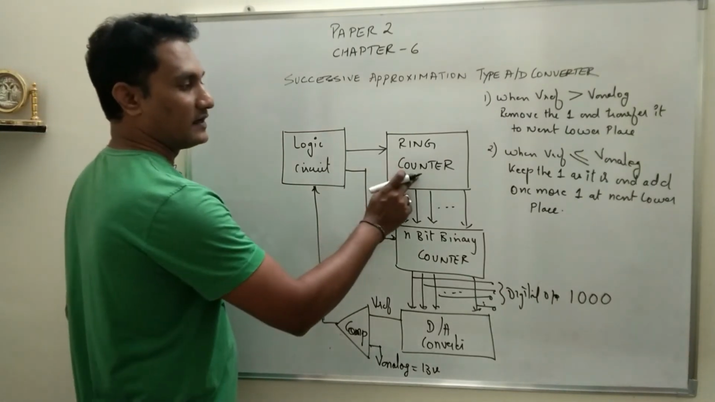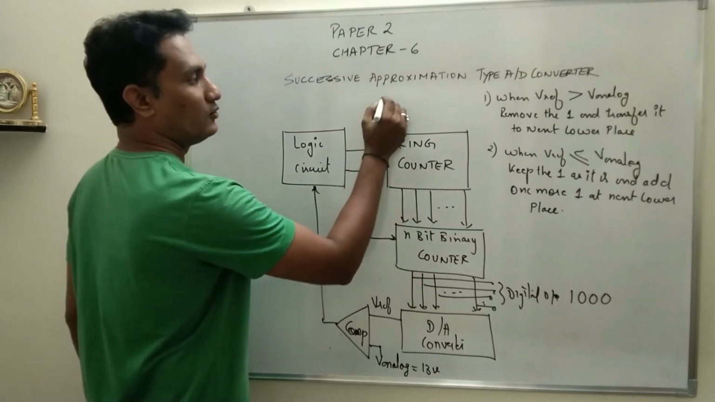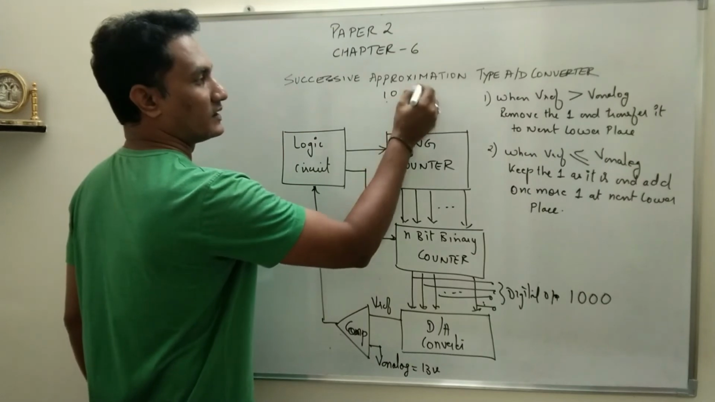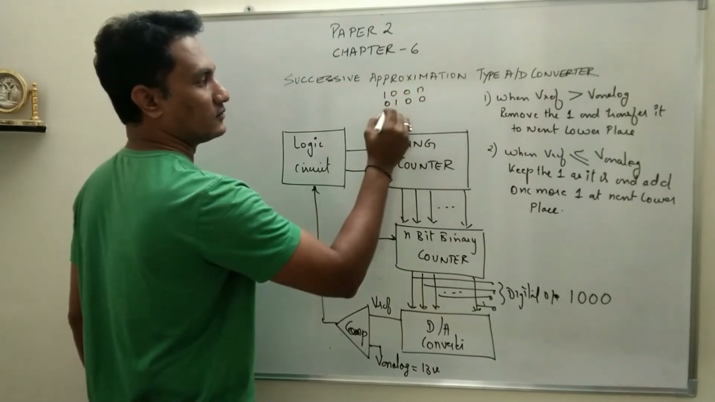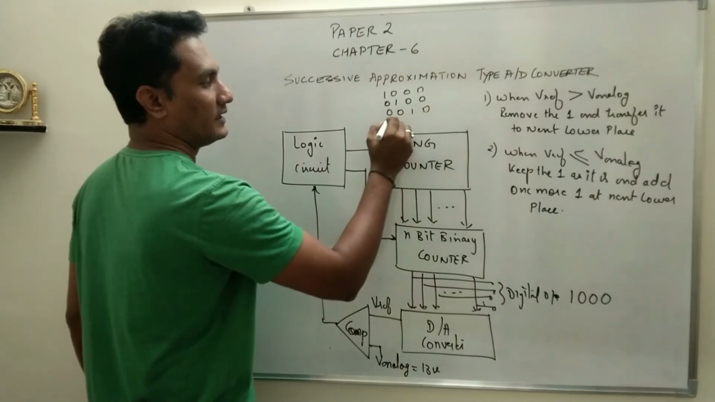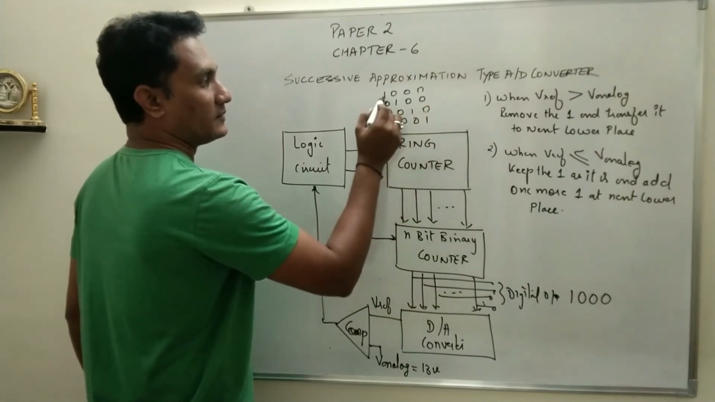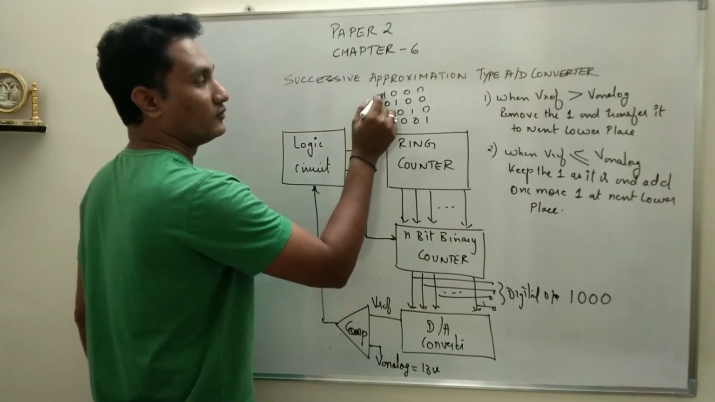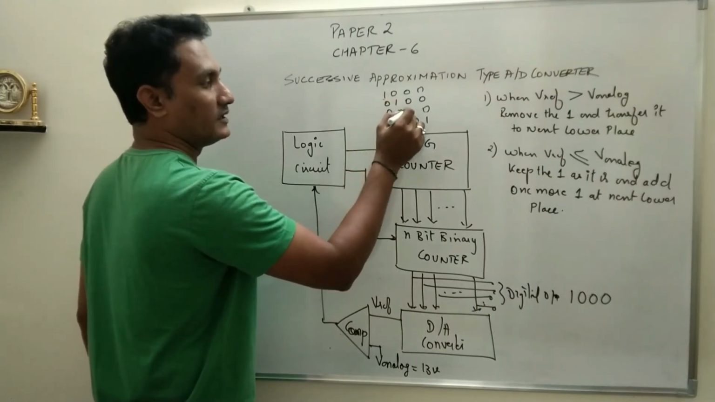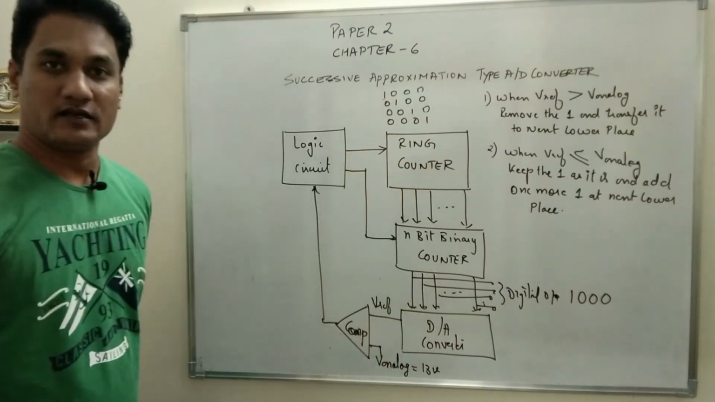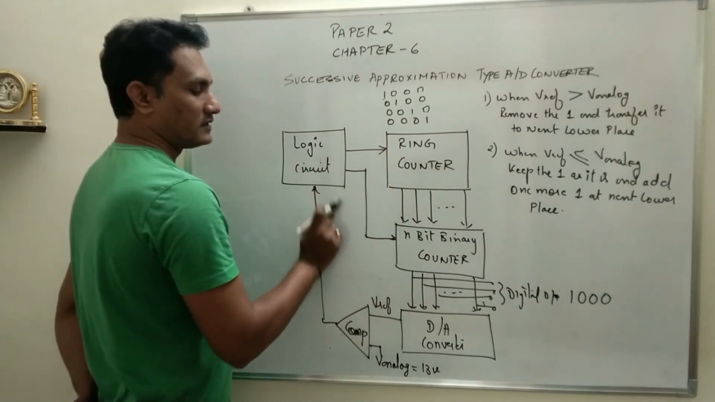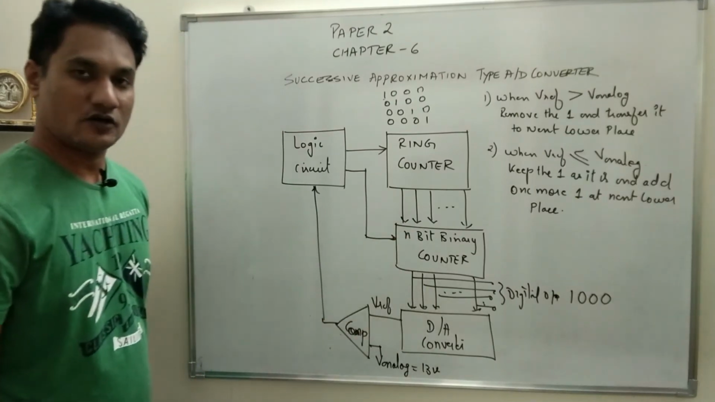Before going to that, let us try to understand how the ring counter works. The ring counter is like this: 1 0 0 0. With the next clock pulse, this 1 will be transferred over, giving 0 1 0 0, next 0 0 1 0, next 0 0 0 1. That means this ring counter will indicate at which bit we are working. First clock pulse, we are working on the first bit, then the second bit, third bit, fourth bit with each applied clock pulse. That is what the ring counter will indicate to the n-bit binary counter, and the logic circuit will decide whether to keep that one as it is or not.